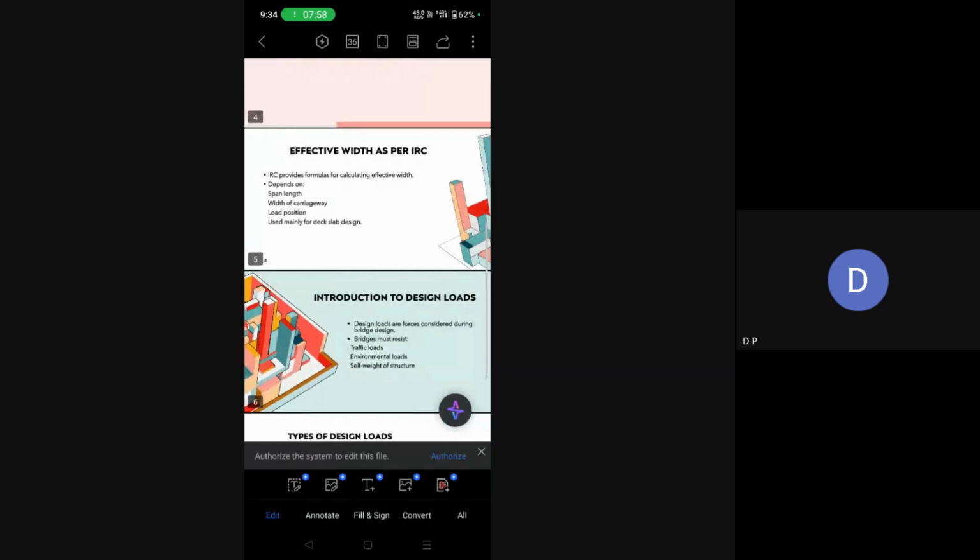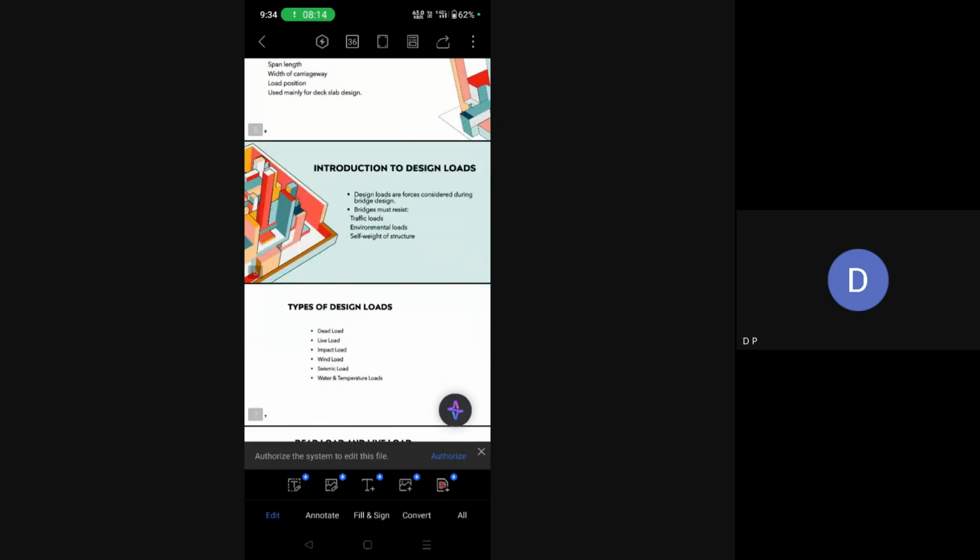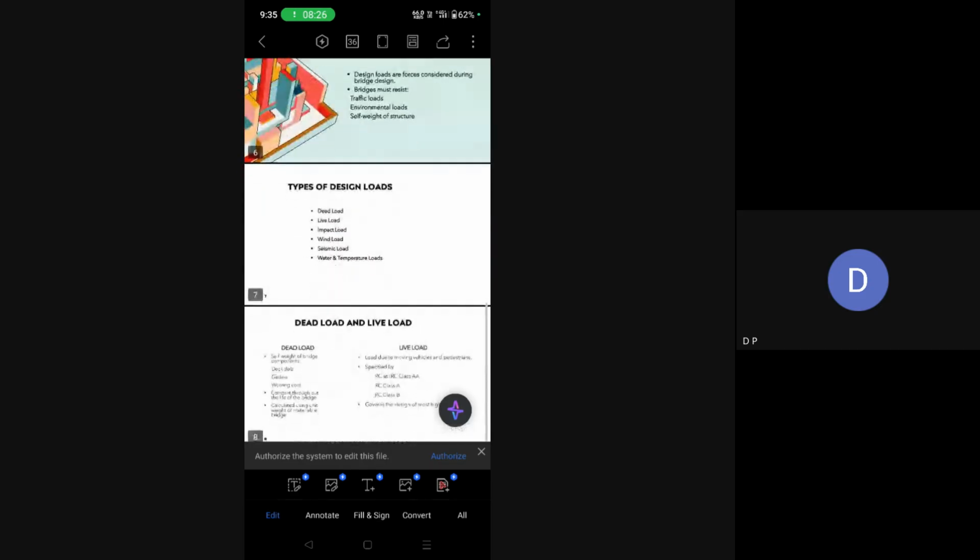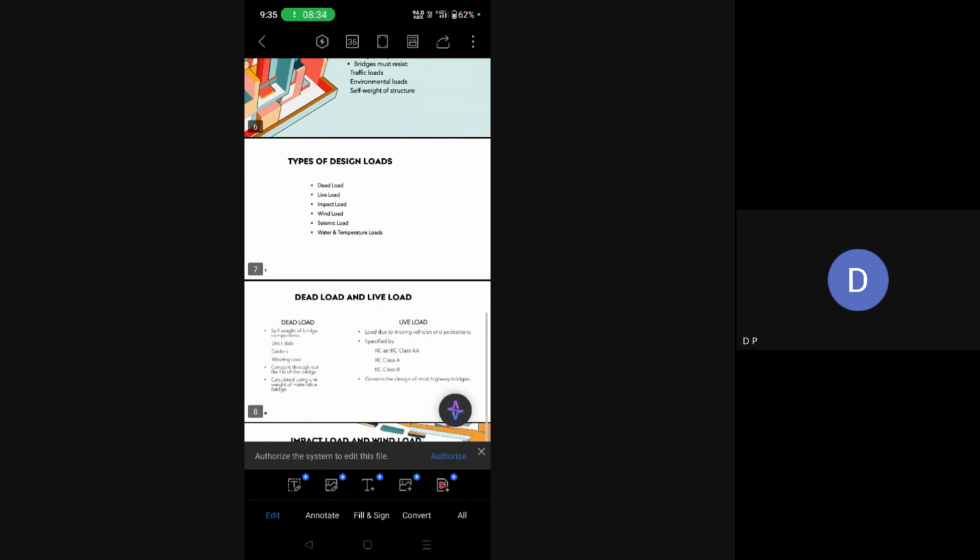Then the effective width as per IRC. IRC provides the formula for calculating the effective width. It depends on span length, width of carriageway, and load position, used mainly for the deck slab design. Then introduction to the design loads. The design loads are forces considered during the bridge design. Bridges must resist traffic loads, environmental loads, and self weight of structure. Then types of design loads: dead load, live load. Third is impact load, wind load, seismic load, and water and temperature loads.